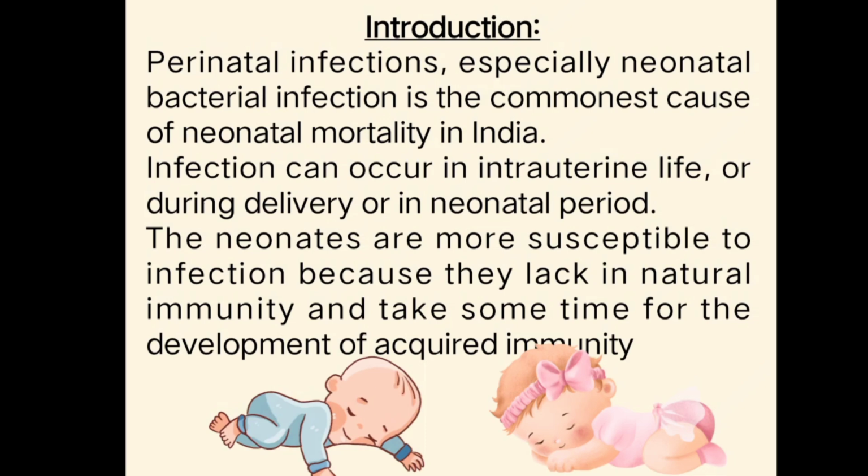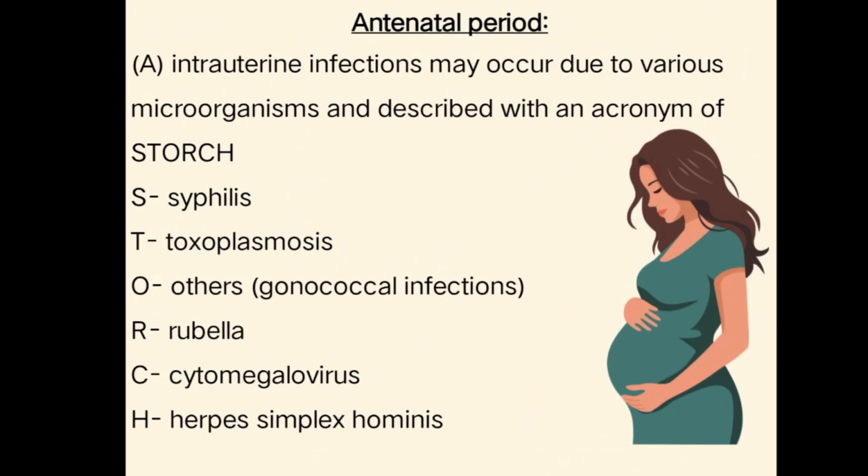So far the baby is inside the womb. Once the baby comes into extrauterine life, the baby's immune system is very immature, so they are more susceptible to infections. During the antenatal period, intrauterine infections may occur due to various microorganisms, described with an acronym of STORCH. S for syphilis, T for toxoplasmosis, O for others, that is gonococcal infections, R for rubella, C for cytomegalovirus, and H for herpes simplex virus.